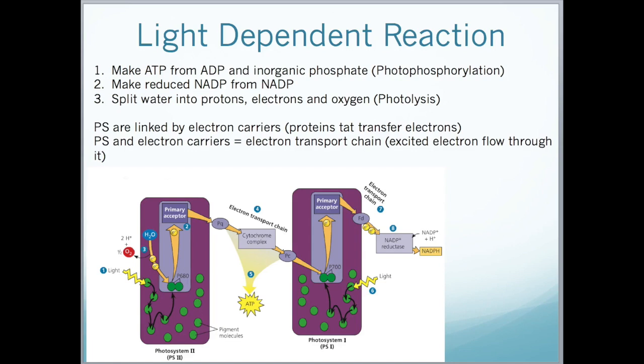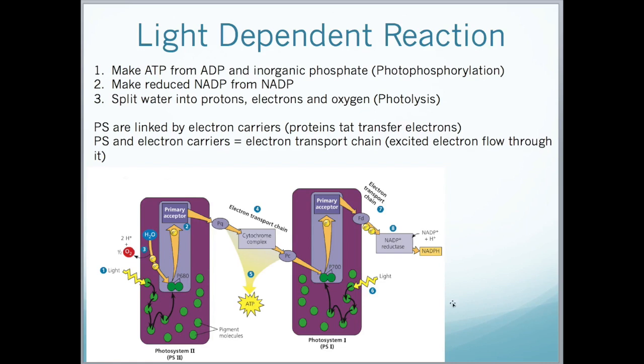So in the light-dependent reactions, ATP is made by photophosphorylation. So we can make ATP from ADP and inorganic phosphate. This is what is referred to as photophosphorylation. We're making reduced NADP from NADP. And we're also splitting water into protons, electrons, and oxygen, and this is called photolysis.